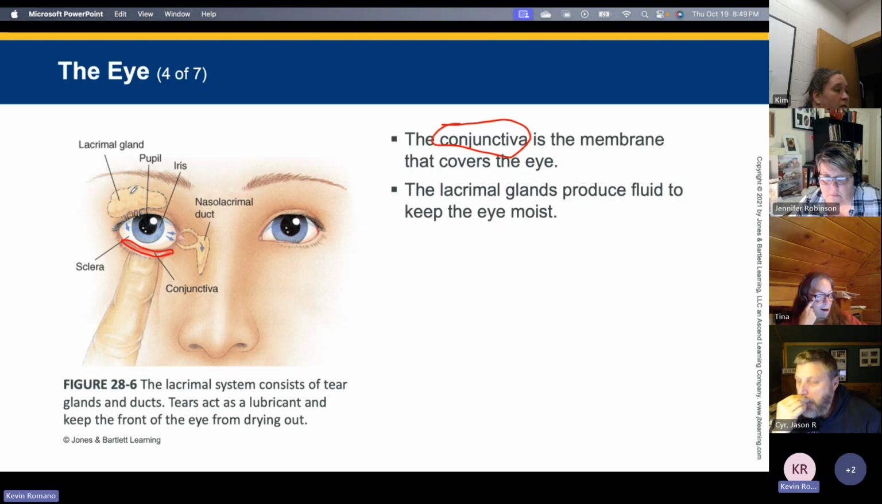The lacrimal gland, these are your tearing glands up here, your tearing ducts. One of the things you'll see, and what was talked about in toxins, was lacrimation. Lacrimation fits into the acronym SLUDGE, which would be an indication of which type of toxin?